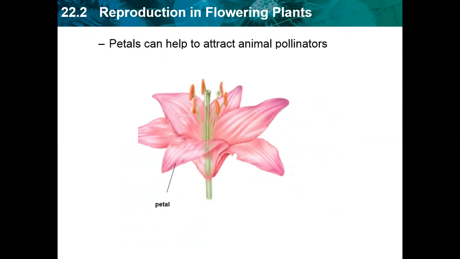So the petals are very attractive. They usually have attractive colors, and the reason is that they need to attract pollinators like bees or other insects to come very close to them so that pollination can actually take place.